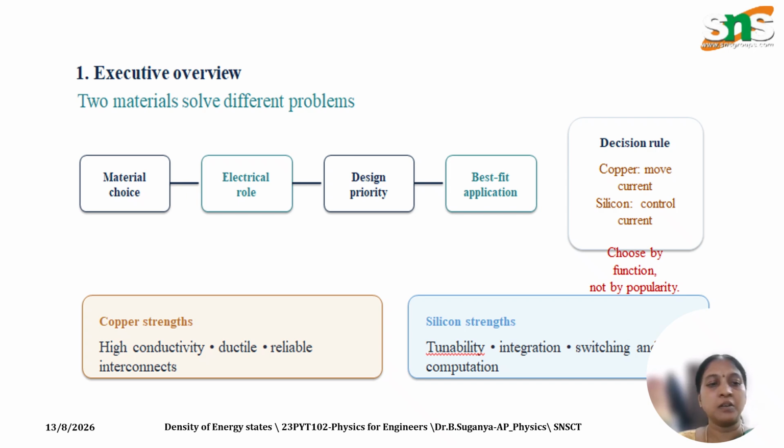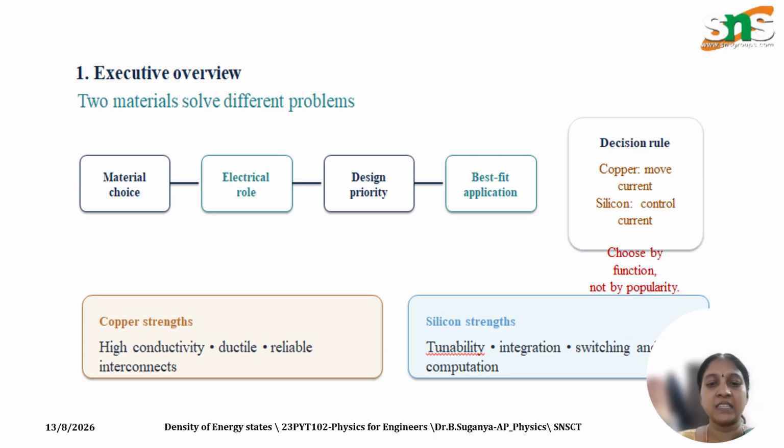Copper contains a large number of free electrons and its valence and conduction bands are effectively overlapped. So that means there is no gap between the conduction band and the valence band. It is very tightly overlapped. The electrons can easily move when an electric field is applied.